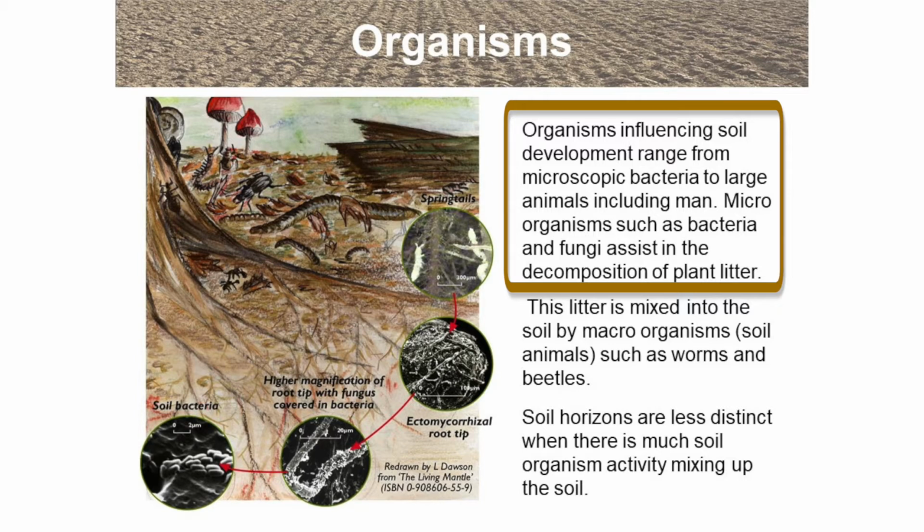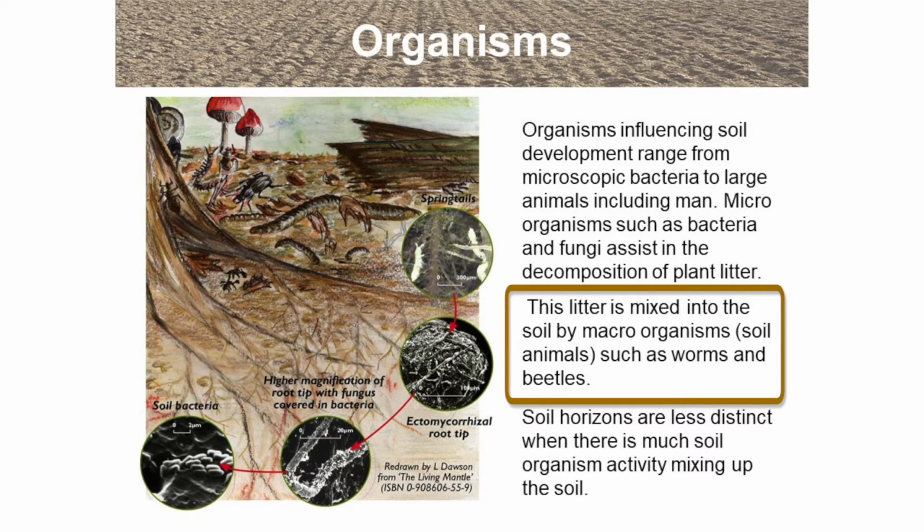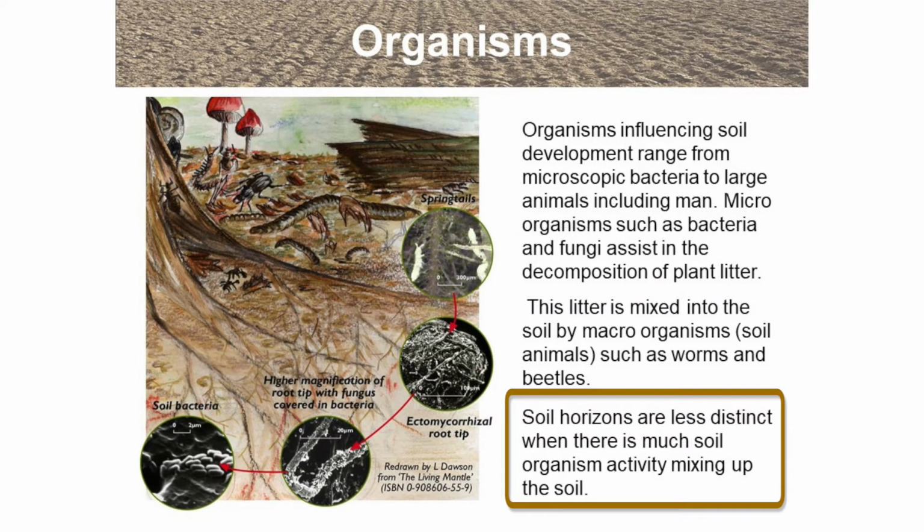Microorganisms such as bacteria and fungi assist in the decomposition of the plant litter. This litter is mixed into the soil by macroorganisms, the soil animals, such as earthworms and beetles. Soil horizons are less distinct when there is much less organism activity.